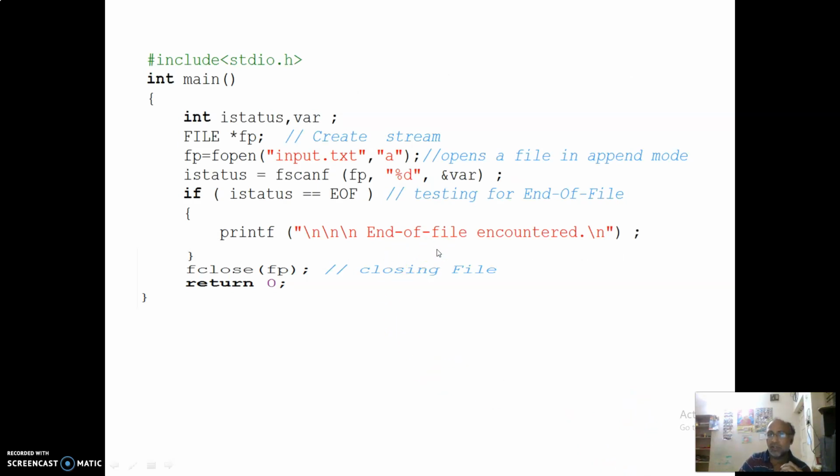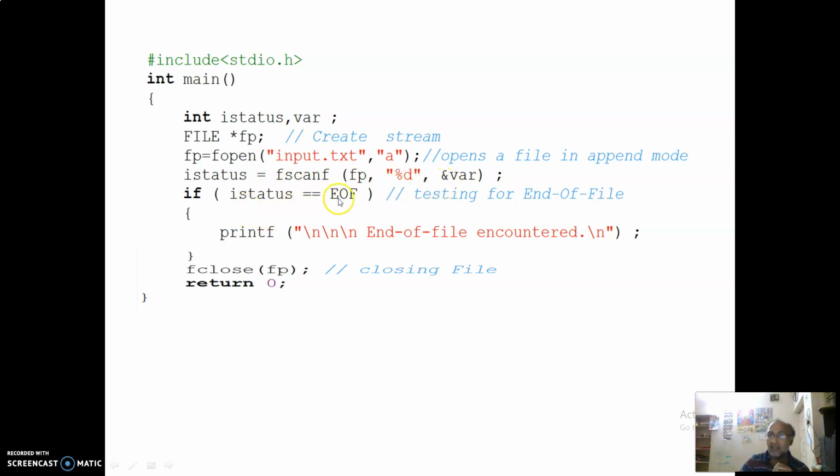#include <stdio.h>, int main, int iStatus, var. These are the two variables. File pointer fp is creating the stream. fp = fopen("input.txt", "a"), that is the append mode, which opens a file in append mode. iStatus = fscanf(fp, "%d", &var).